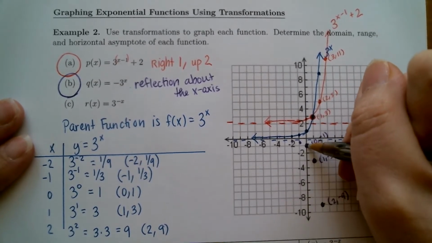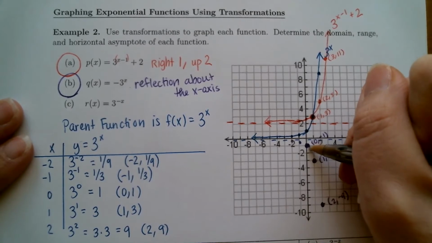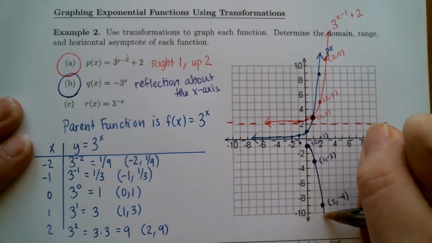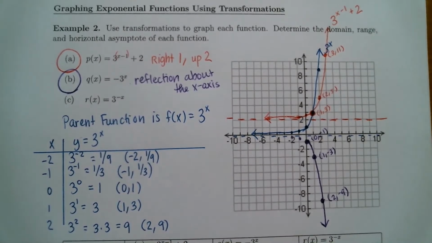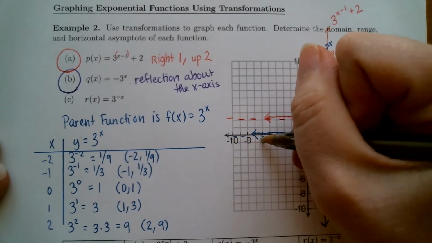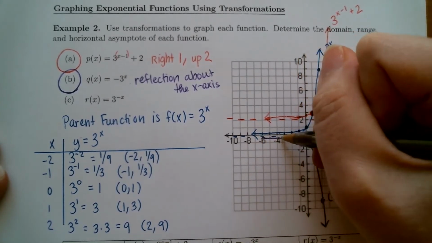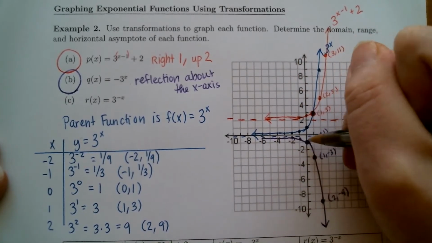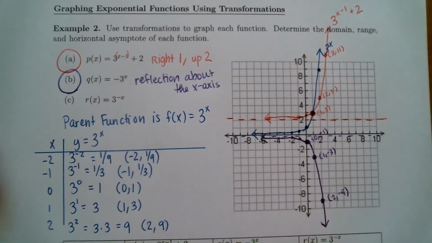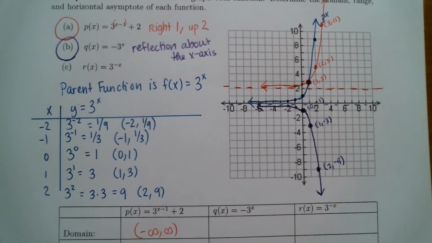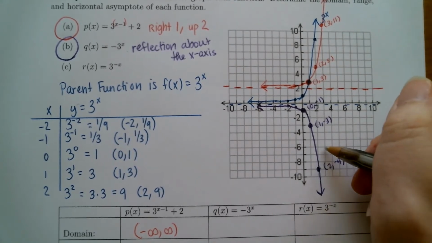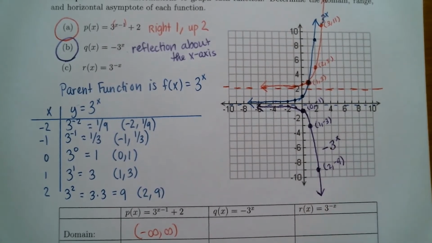All right, so you're going to connect the dots. You're going to have the same basic shape, but since we've flipped it over the x-axis, instead of climbing quickly, we're going to be decreasing quickly. Okay, and then this side again will level off closer and closer. It'll get closer and closer to the x-axis because it's going to have that as an asymptote as well. Okay, and so that is your graph of negative 3 to the x.